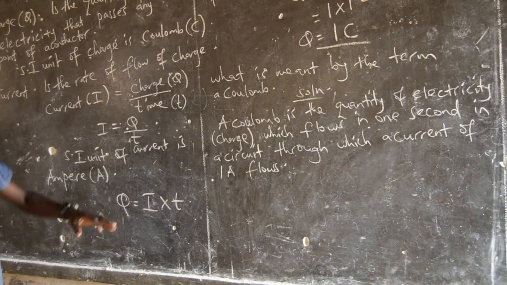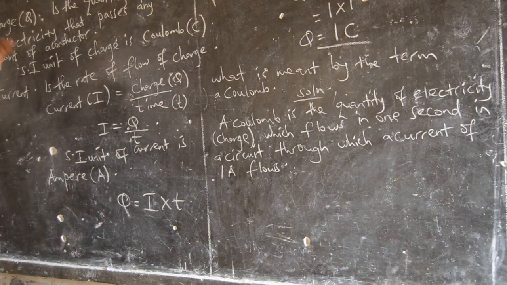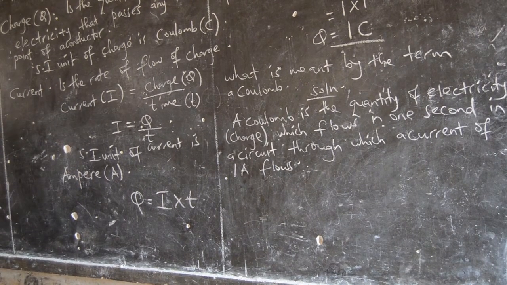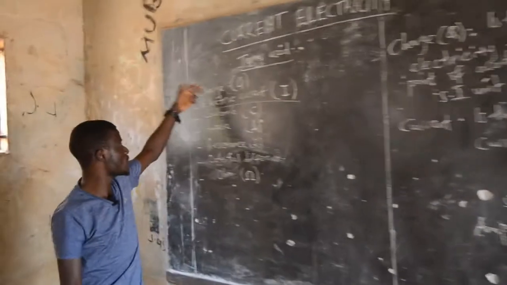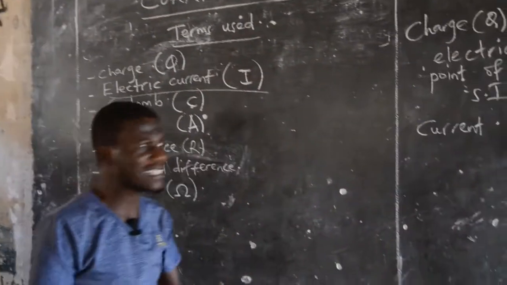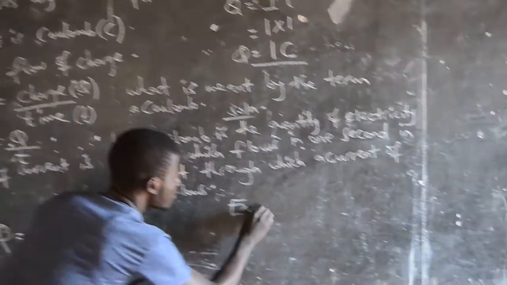Okay. Then we have seen charge, current, ampere. Therefore, you have understood some of these terms: charge, electric current. You have seen coulomb, ampere as the SI unit. Then mathematically, you can do this simple example. They can give you an example.